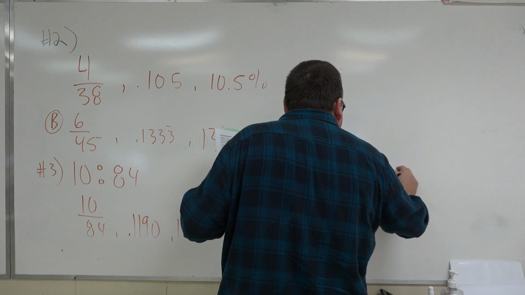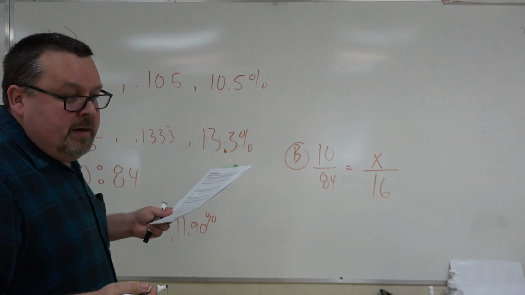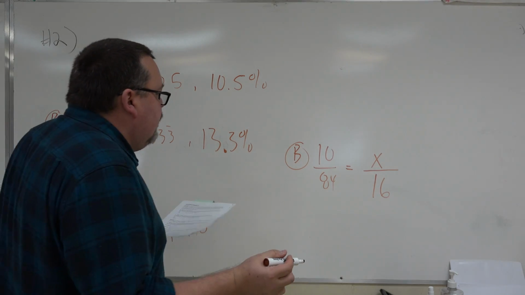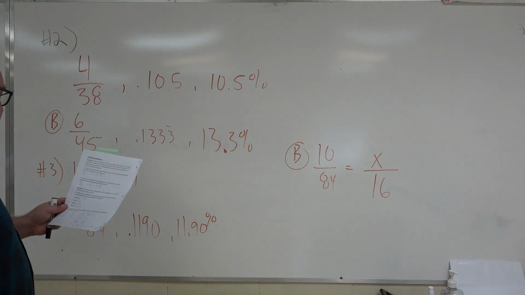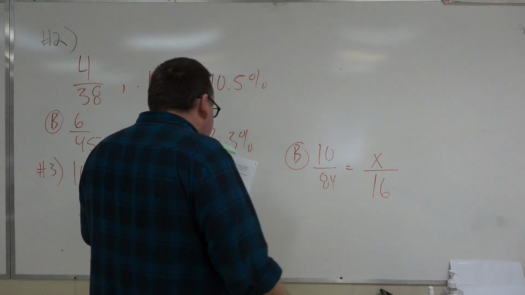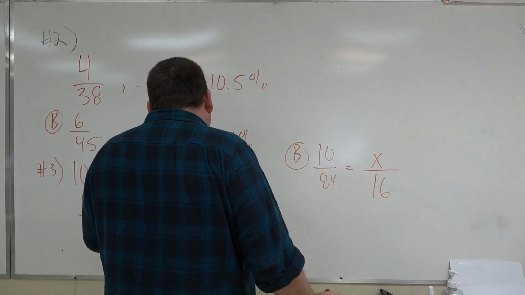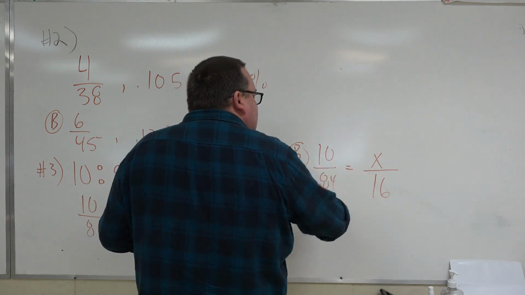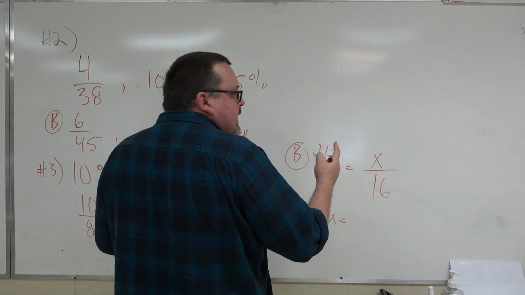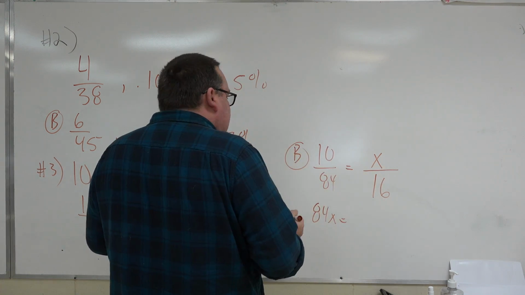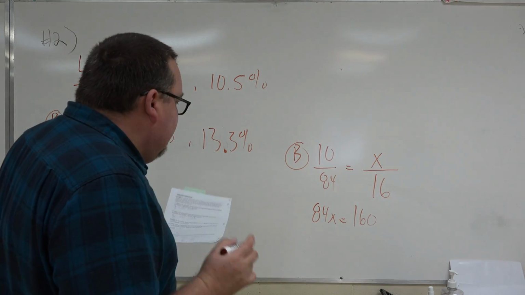Well, we have 16 playoff games, but we are asking how many of these games out of the 16 might be overtime games. We don't know. So what I've created for you here is basically some math that we can figure out. Now what we're going to do is say, okay, 84 times x. Well, that'll give us 84x. We're simplifying the equation. 10 times 16 will give you 160.